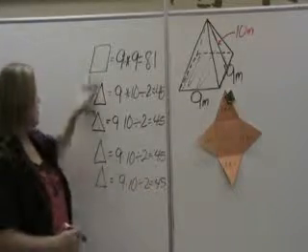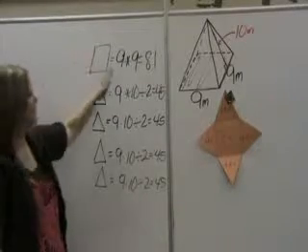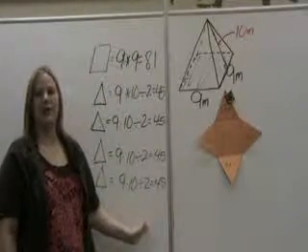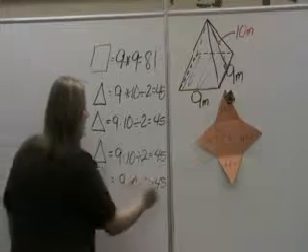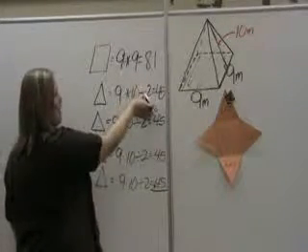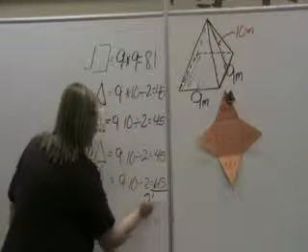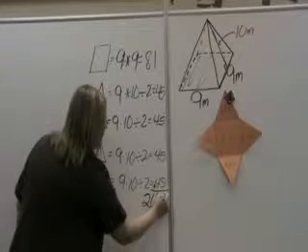Finally, make sure you have your 4 triangles and your base, which is a square. You have 5 different shapes, and you're going to add them all together to get the total surface area. You should have 90, 180 plus 81 is 261 meters squared.